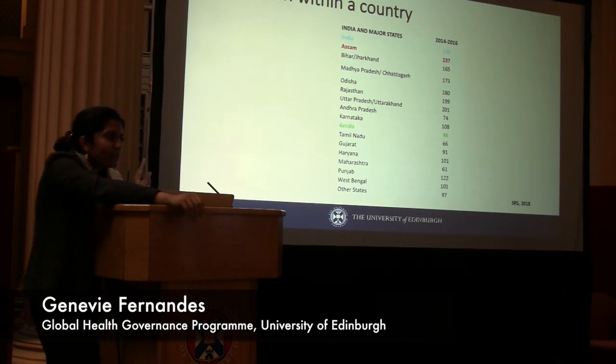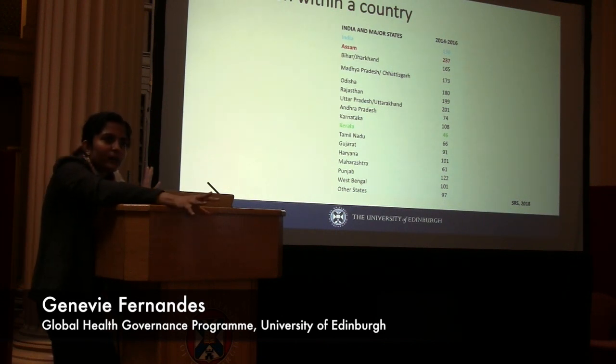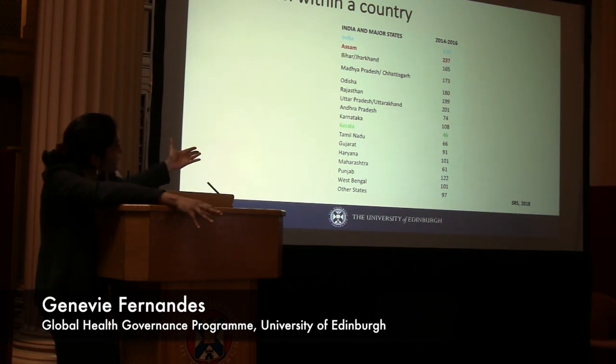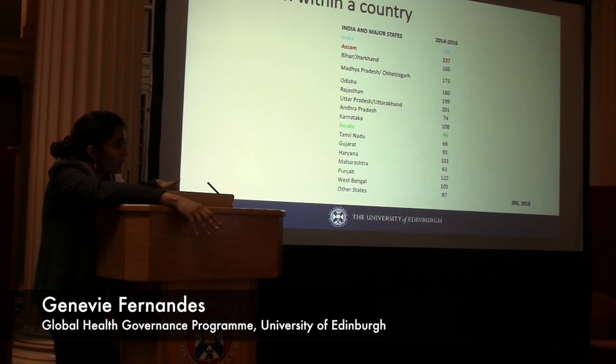You'll see the state of Assam, which is in the northeast part of the country. It has a very high maternal mortality ratio, whereas a southern Indian state like Kerala has a drastically low one. It can still go down to 0, but comparatively it's quite low.